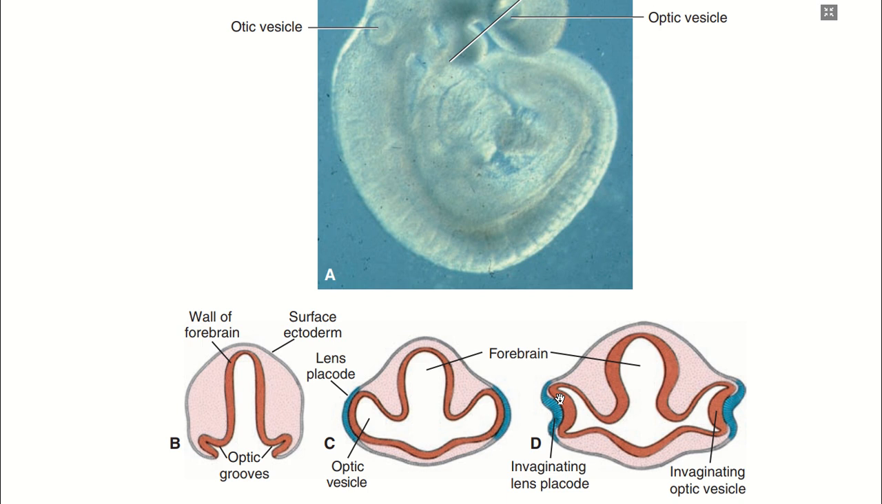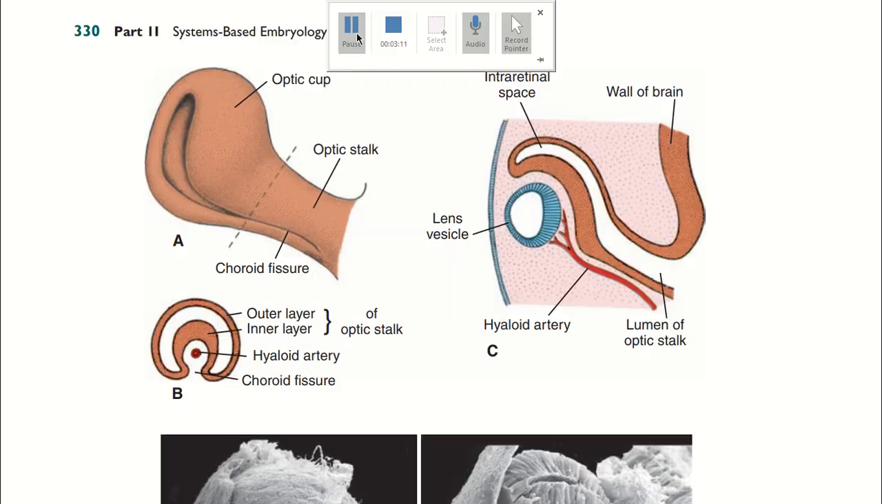Let's take a look at another diagram. So this is an optic cup. An optic cup is going to be suspended to the forebrain by an optic stalk. So you have an optic stalk and then you have an optic cup. This was once called an optic vesicle, but because of the invagination of the surface ectoderm, which you call the lens placode, you're going to form a groove within this optic cup. So take note of this.